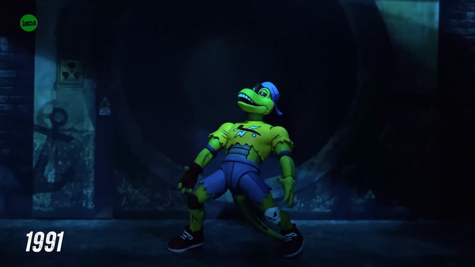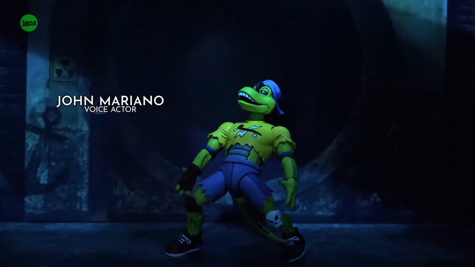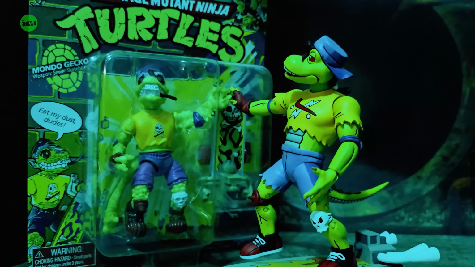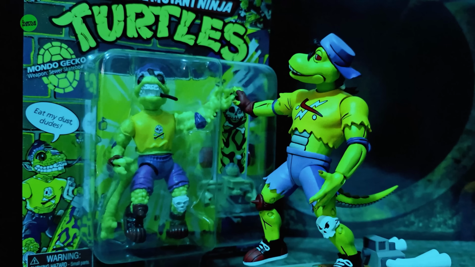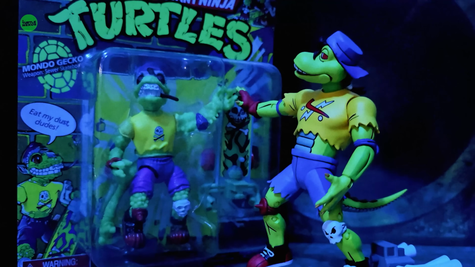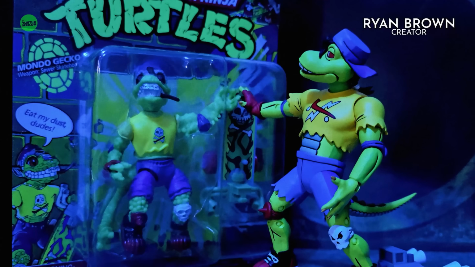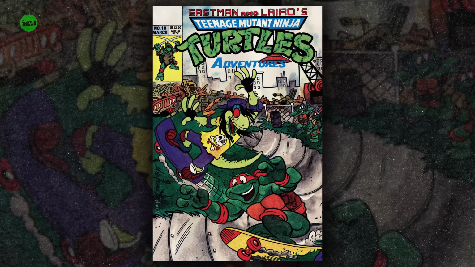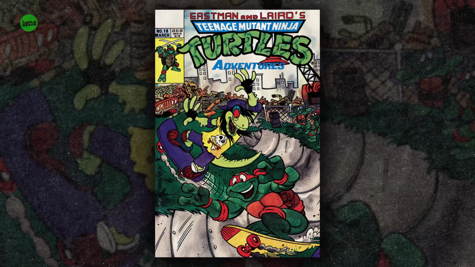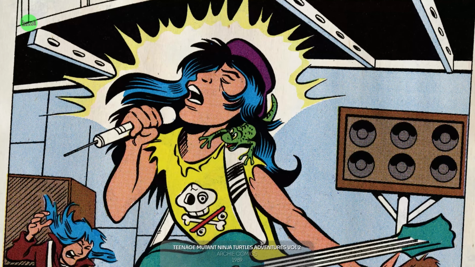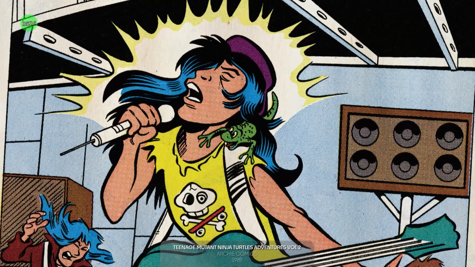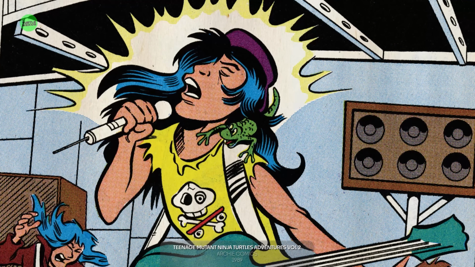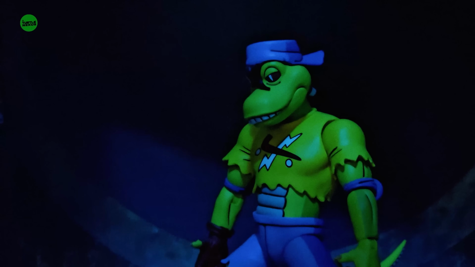The 1991 version of the character, played by John Mariano for the 5th season of the Fred Wolf cartoon, wasn't the character's original incarnation. Mondo Gecko was created for the toy line by Ryan Brown in 1990, and was adapted into the Archie Adventures before debuting on the show. However, the action figure and the Archie adaptation had different backstories. The most significant difference is that those were human first, while the Fred Wolf version was initially a gecko.